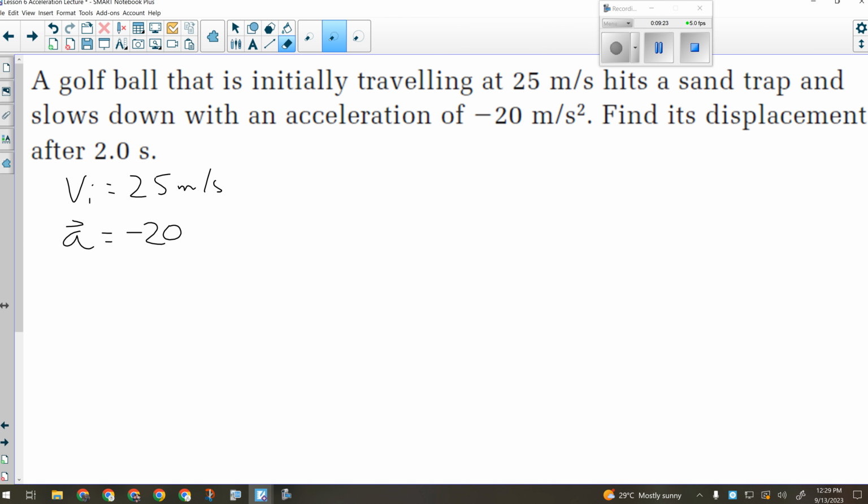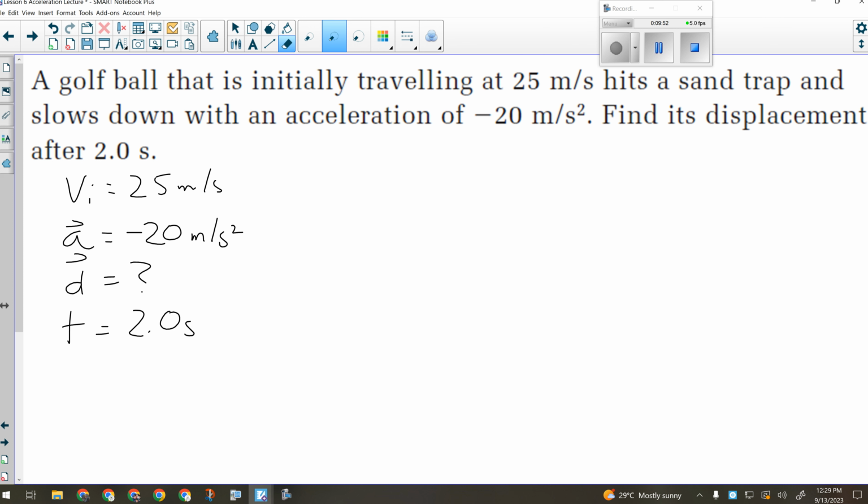Okay, acceleration is always a vector quantity, so it has to have that vector on it. All that's doing, though, is telling us that it's slowing down. It's not giving us that it's north or south or anything like that. Now, the last thing is we're supposed to find its displacement after 2 seconds. What formula do I have that has those 4 things in it?